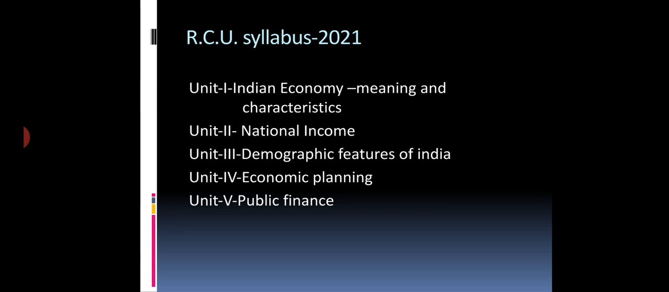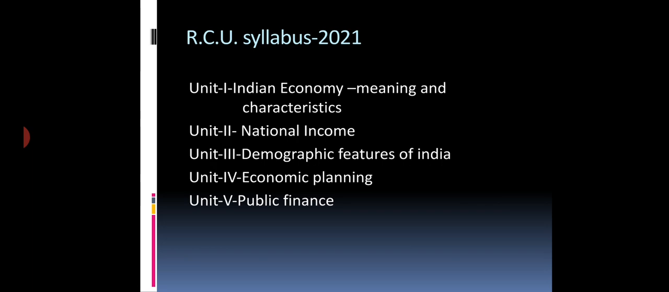Unit number 2 deals with national income, meaning of national income, concepts of national income, methods of measuring national income, the difficulties of measuring national income, and causes for slow growth of national income in India. Unit number 3 covers demographic features of India. In that unit, we have to study the causes for rapid growth of population, adverse effects of population, density of population, sex ratio, population policy, demographic dividend of India.